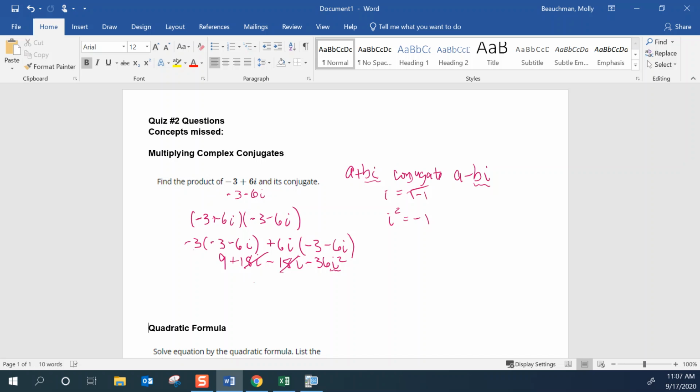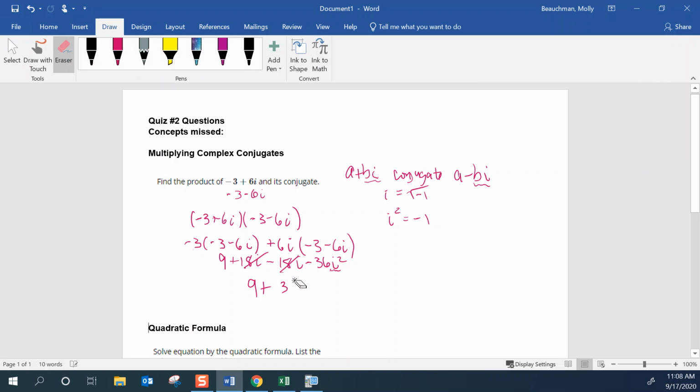-1. So now we substitute 9 plus 36 times -1. We end up with 9 minus 36, which is equal to a negative. Notice all the complex portions end up becoming a real number, in this case -27. So the product of a complex number and its conjugate will always be a real number.